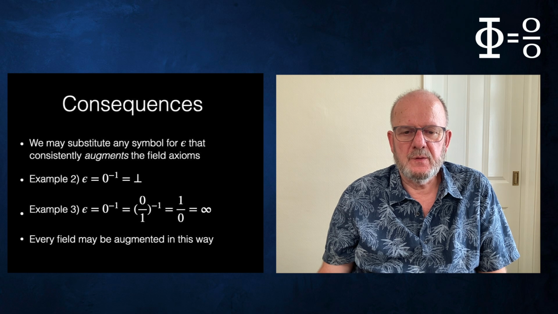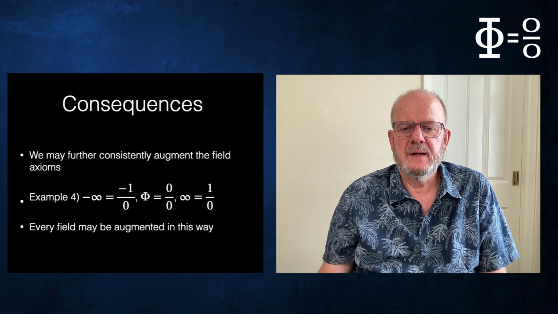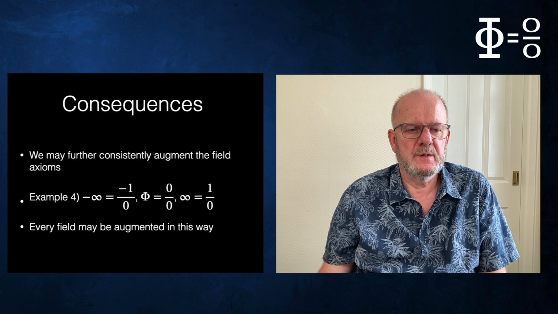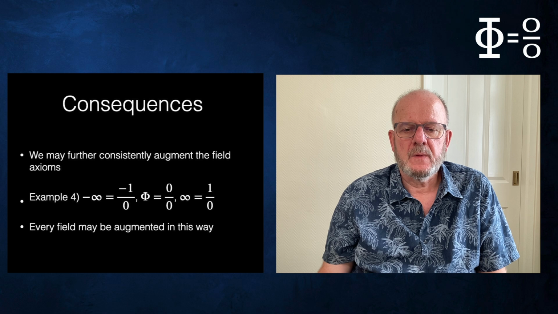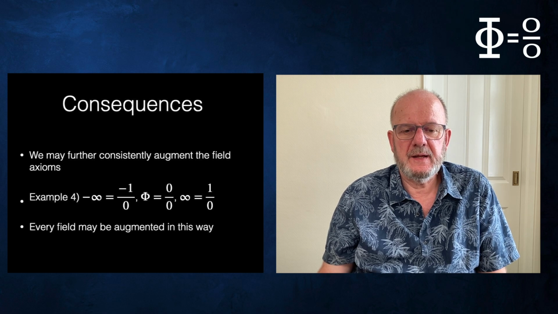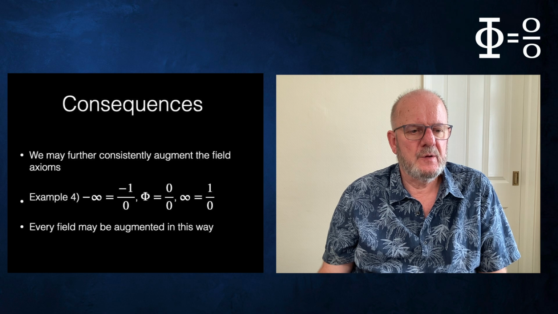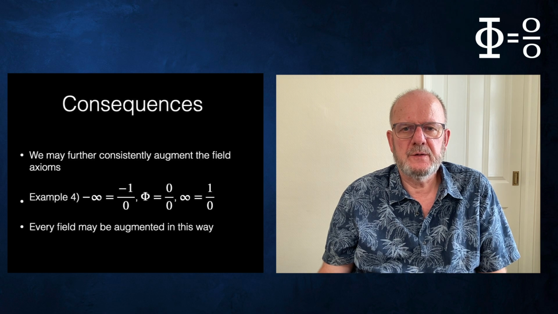And we can do more. We can add more than one element. For example, we can add minus infinity equals minus 1 over 0, nullity equals 0 over 0, and infinity equals 1 over 0. And we could add yet more. We could take minus infinity, nullity, infinity, and bottom. And we could do even more. There's no end to how many things we could do.